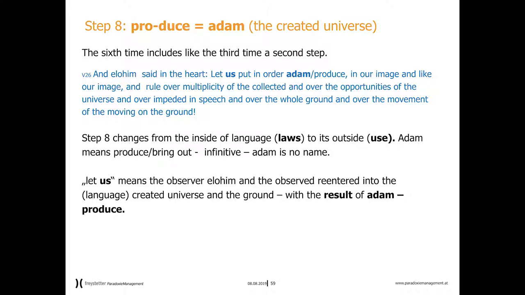Step 8 changes from the inside of language, its laws, to the outside, its use. Adam means produce, bring out. Infinitive, Adam is no name. "Let us put in order Adam." Let us means the observer Elohim and the observed re-entered into the created universe and the ground with the result of Adam, of produce.